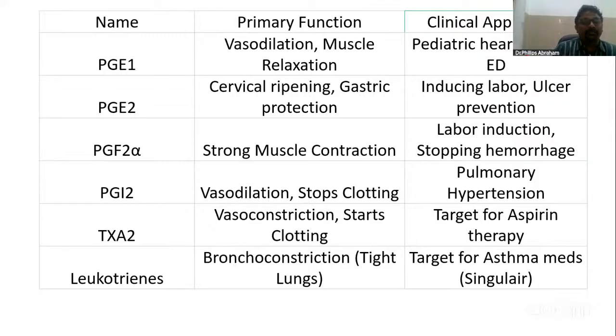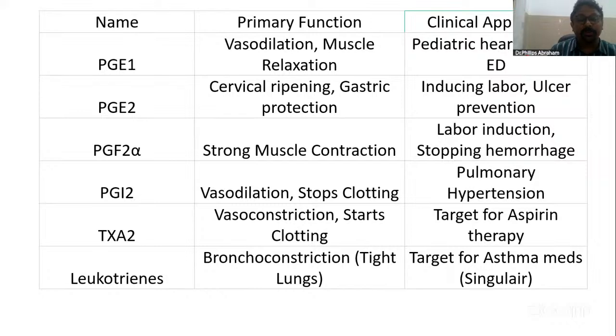Strong muscle contraction, PGF2, prostaglandin F2, strong muscle contraction, again through calcium. That helps in stopping the hemorrhage or postpartum hemorrhage. It can induce labor pain. So PGE2 and PGF2, that is the reproduction part.